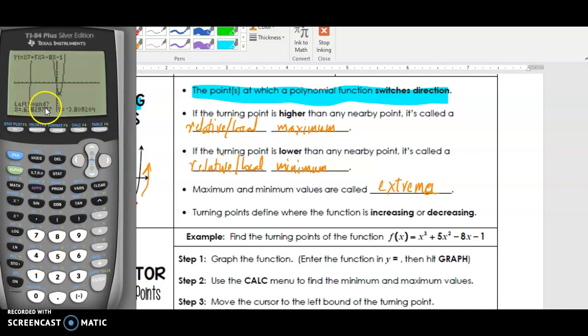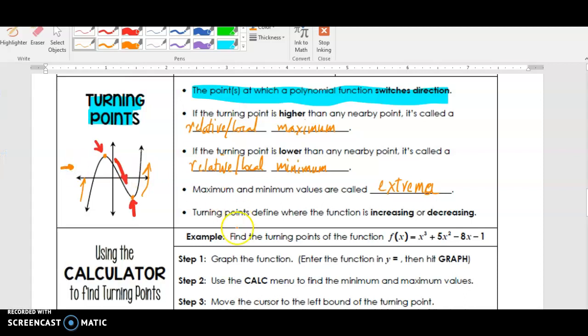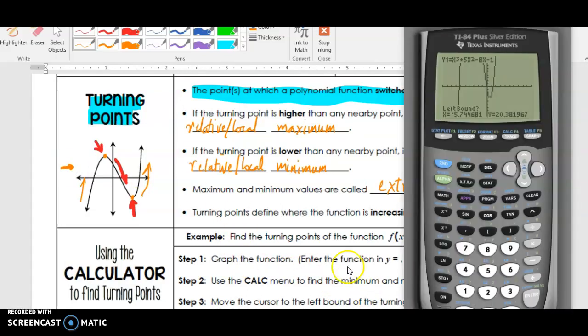Now it is asking for where is the left bound. So you know that the cursor is now placed here. It's flashing there. So you have to keep it going and be patient until it goes up and comes down to the left side of the maximum point. Okay. Be patient.